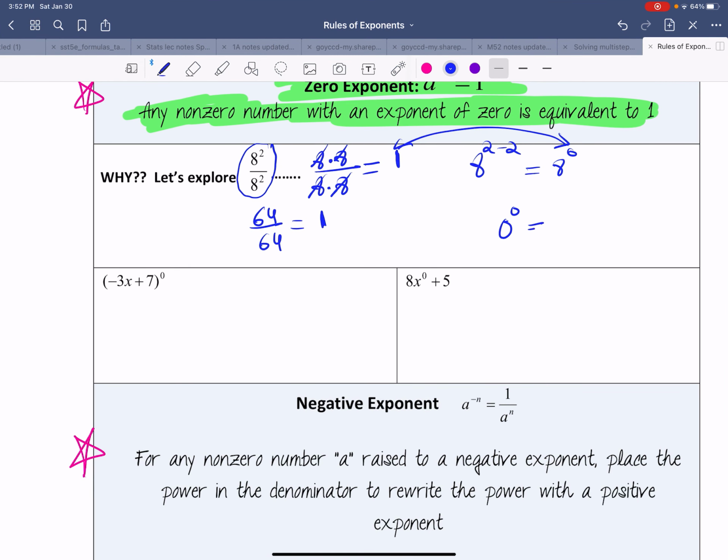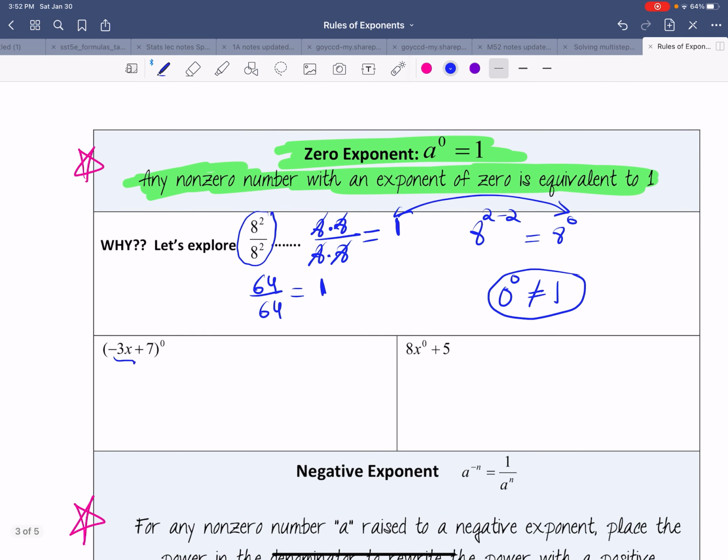0 to the 0 power is not equal to 1, okay? Keep in mind, other than 0, any other number raised to the 0 power is equal to 1. So here's one example. Do I need to care about what's in the parentheses? Not really, because anything to the 0 power is 1. We don't want the inside to be equal to 0, because 0 to the 0 power is not equal to 1. That's indeterminate. You will learn more about it when you get to calculus. Okay, it's very important, indeterminate form.